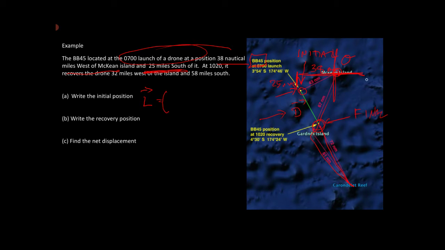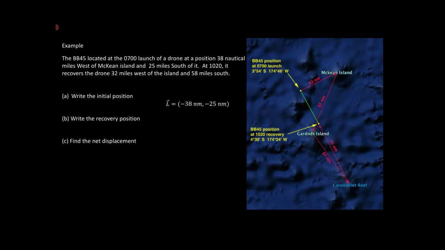So let's see, this way is east, and so that would be positive. So that means west is negative. We have minus 38 nautical miles as our westerly position, and our northerly component is minus 25 nautical miles, since it's 25 miles south. Okay, so L is minus 38, minus 25.